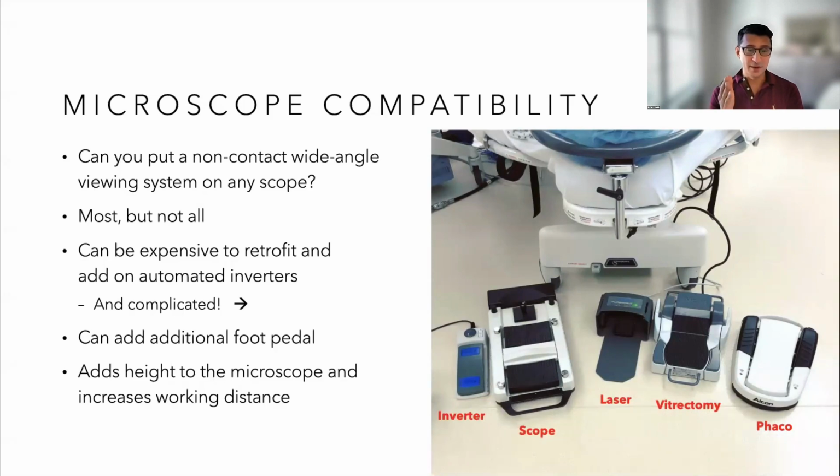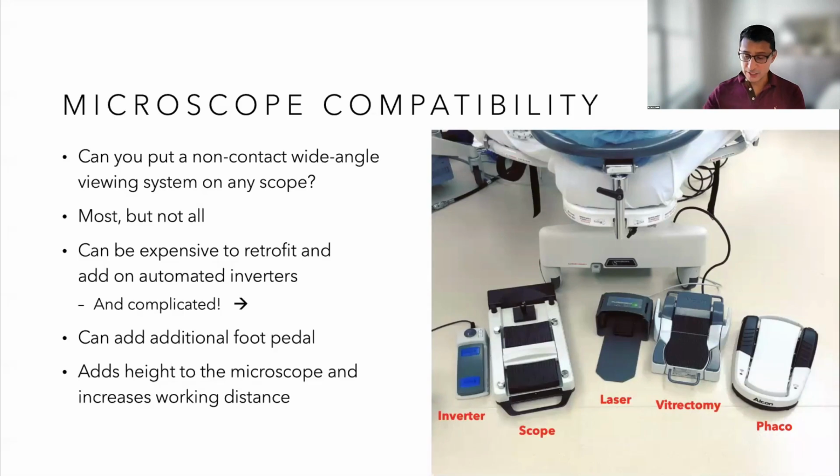But then I have a separate laser pedal, a separate scope pedal, a separate inverter for the system. There's an attachment to the microscope to allow the wide-angle viewing system, allow the inversion. That is complex. And retrofitting this onto an older scope, if you want automatic inversion, because that wide-angle system is going to flip the image and you need to reflip it, otherwise you're operating backwards and inverted. That's a lot to ask.